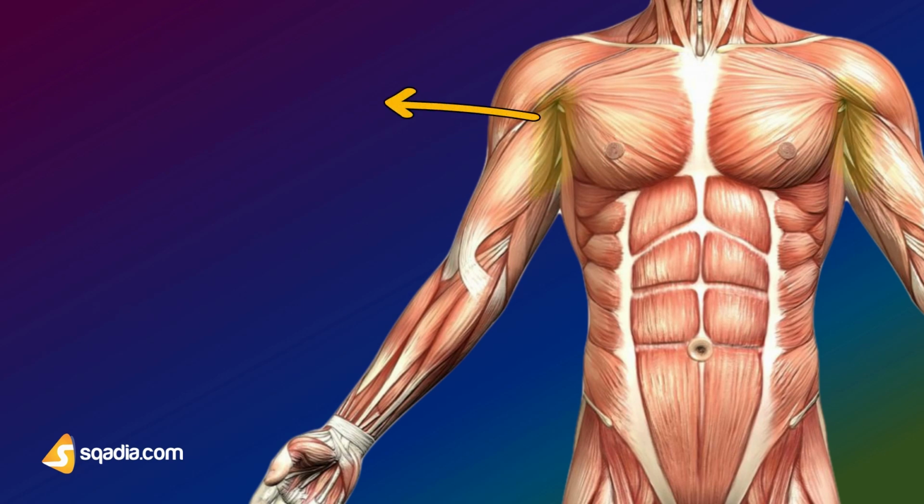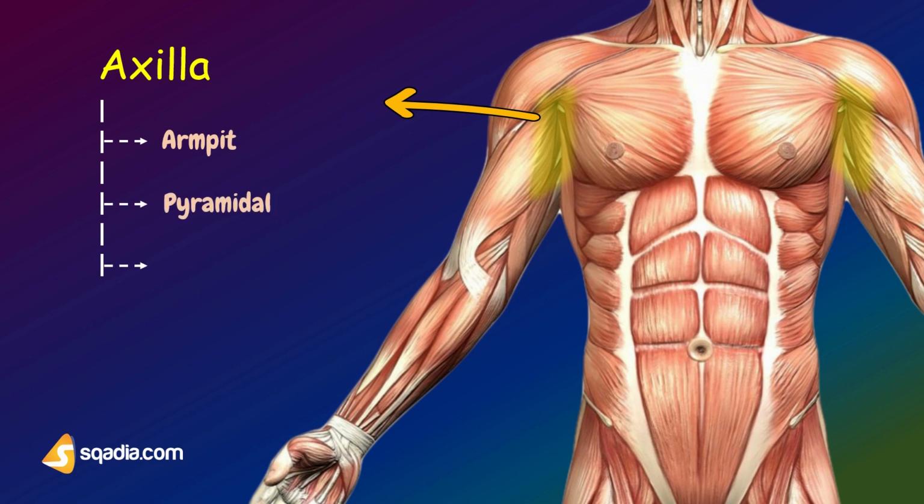Axilla is the 17th century Latin term for armpit. The axilla is a pyramidal space situated between the upper part of the arm and the chest wall. Since it has a pyramidal shape, it has an apex and a base along with 4 surfaces.